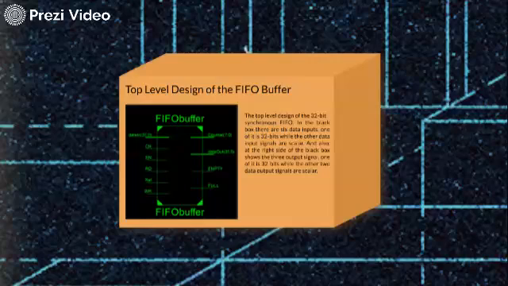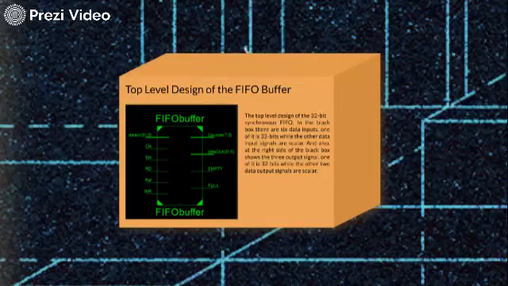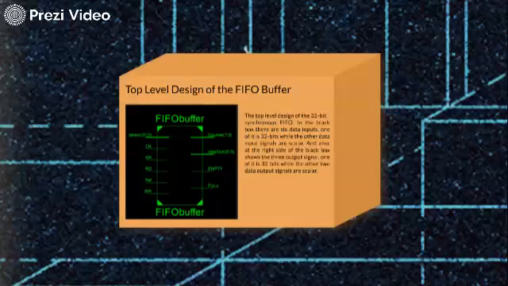Top level design of the FIFO buffer. The top level design of the 32-bit synchronous FIFO. In the black box, there are 6 data inputs. One of them is 32 bits, while the other input signals are scalar. And also, at the right side of the black box are shown the 3 output signals. One of them is 32 bits, while the other 2 output signals are scalar.